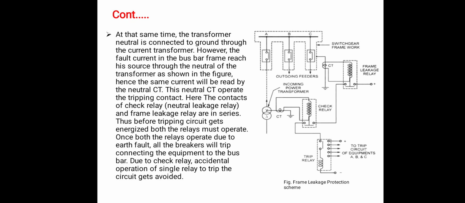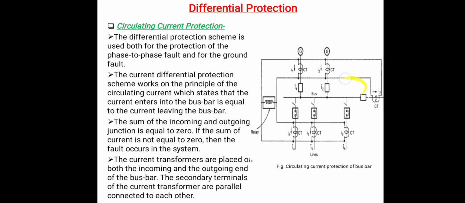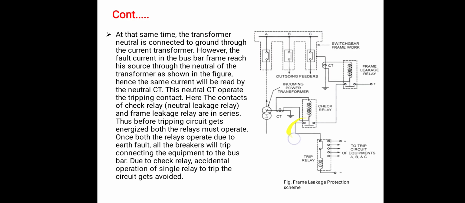But when the fault occurs outside the protective zone, that means an external fault condition, in that particular case the earth leakage current will pass through only the earthed secondary of the power transformer, and the check relay contacts will close, not the frame leakage relay. Only the check relay contacts will be closed in this case, but the frame leakage relay contacts will not close, and thus the multi-contact trip relay will not operate. Fault bus protection is more favorable to indoor than to outdoor installations.